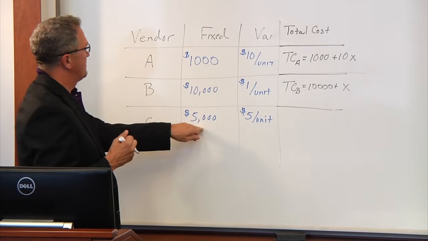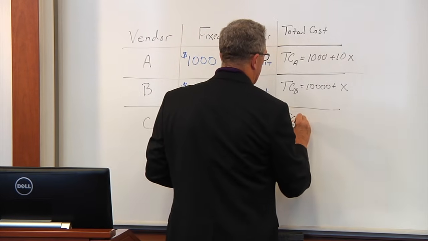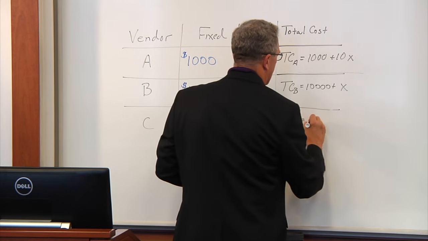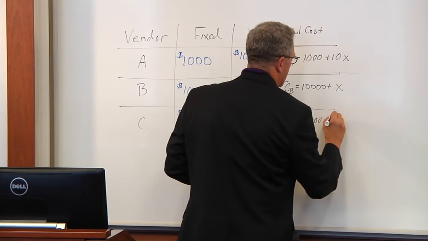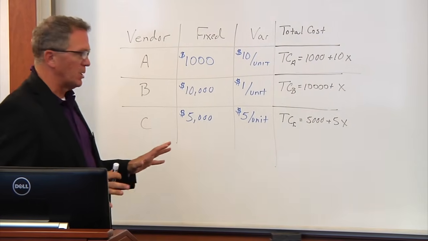Vendor C, $5,000 to set up and $5 per unit, so my total cost for vendor C is going to be $5,000 plus 5x.